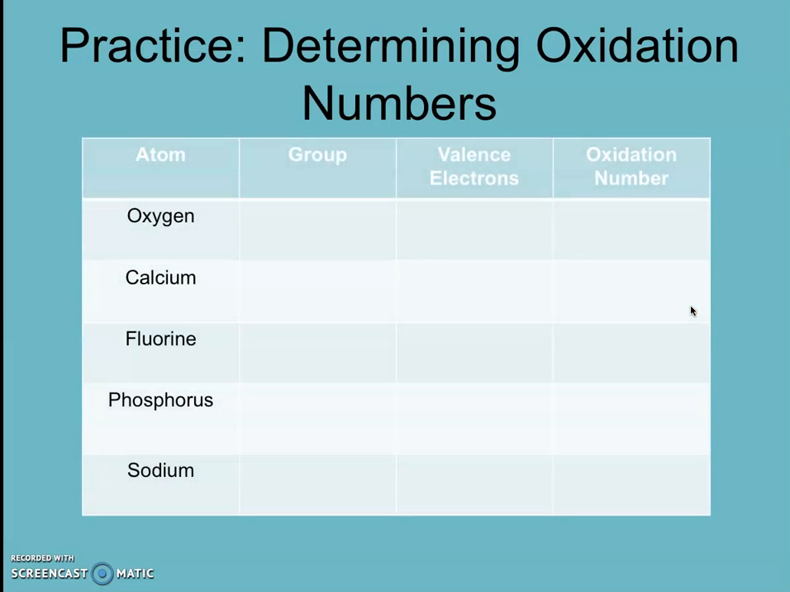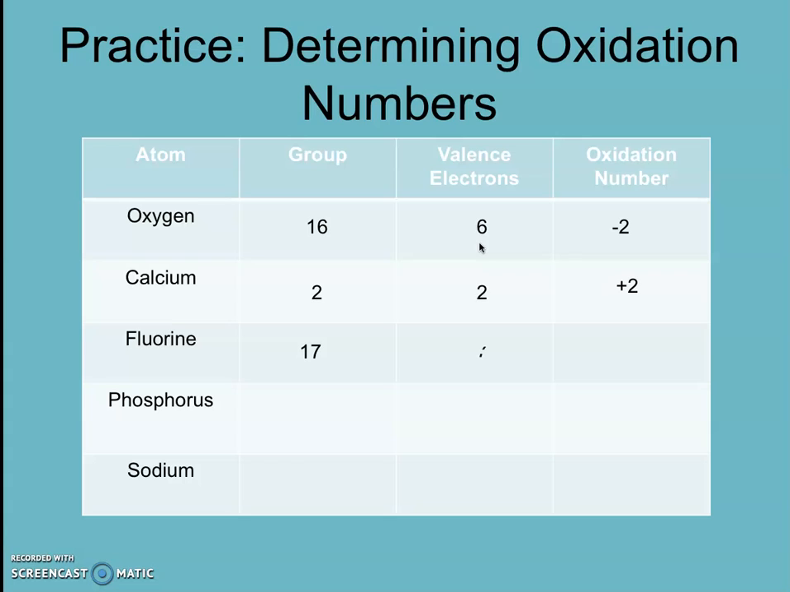So here's some practice on determining your oxidation number. Let's look at oxygen. Oxygen is in group 16. It's going to have 6 valence electrons, so your oxidation number is going to be -2, because it's easier to gain 2 electrons, making your charge -2. Calcium is in group 2. It has 2 valence electrons. Its oxidation number is going to be +2 because it's easier to lose the 2 electrons than to gain 6.